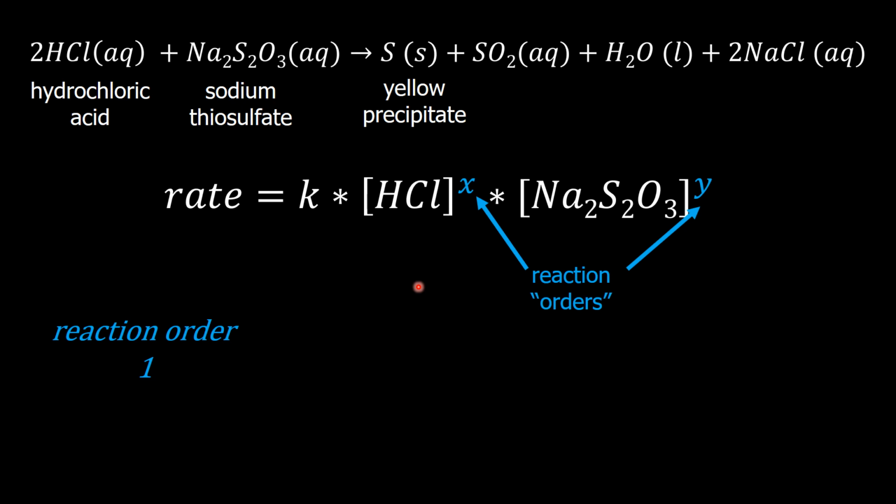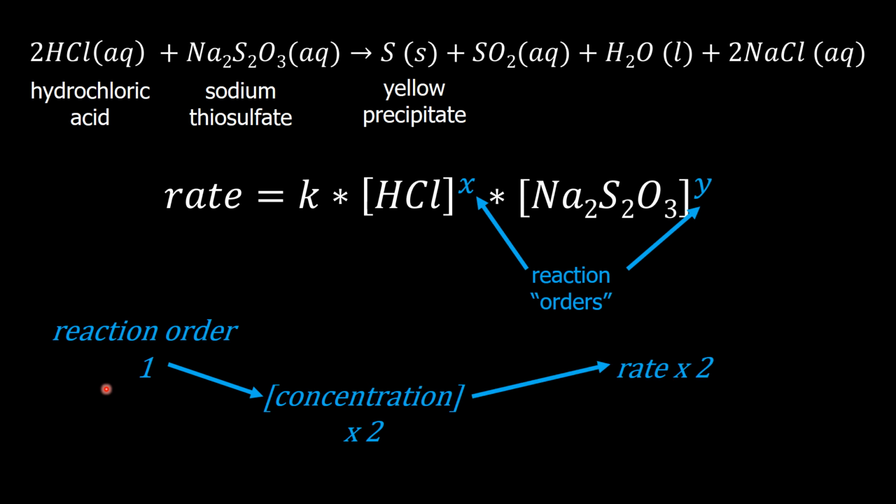If that number happens to be a 1, let's say we double the concentration. If you double the concentration and that exponent equals 1, then that means it's going to have the same effect upon the rate. If you double the concentration, you're also going to double the rate. The term we would have for this type of relationship is directly proportional.